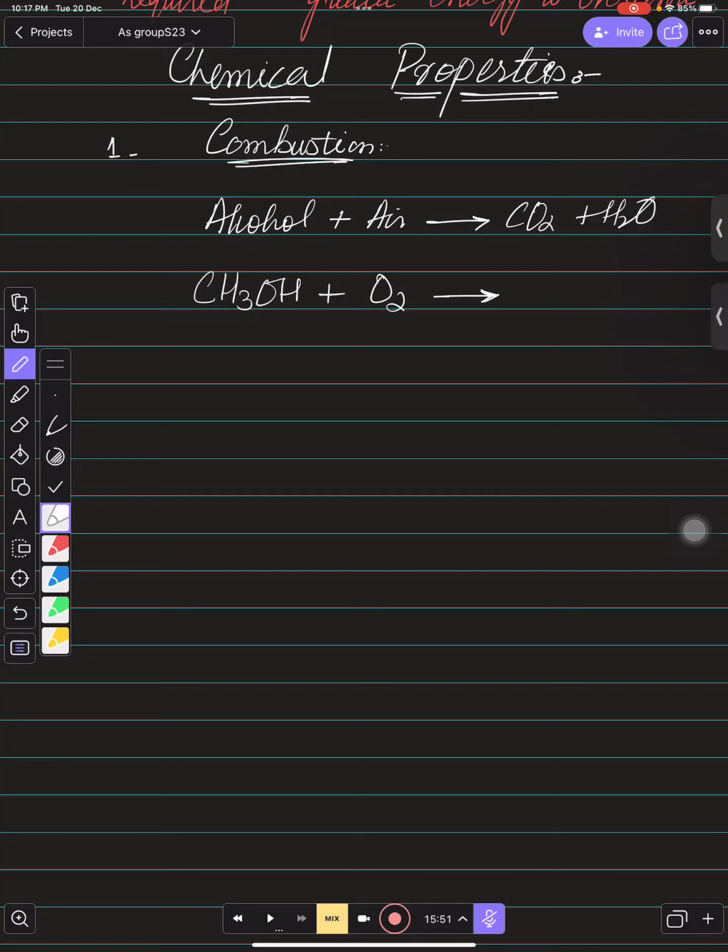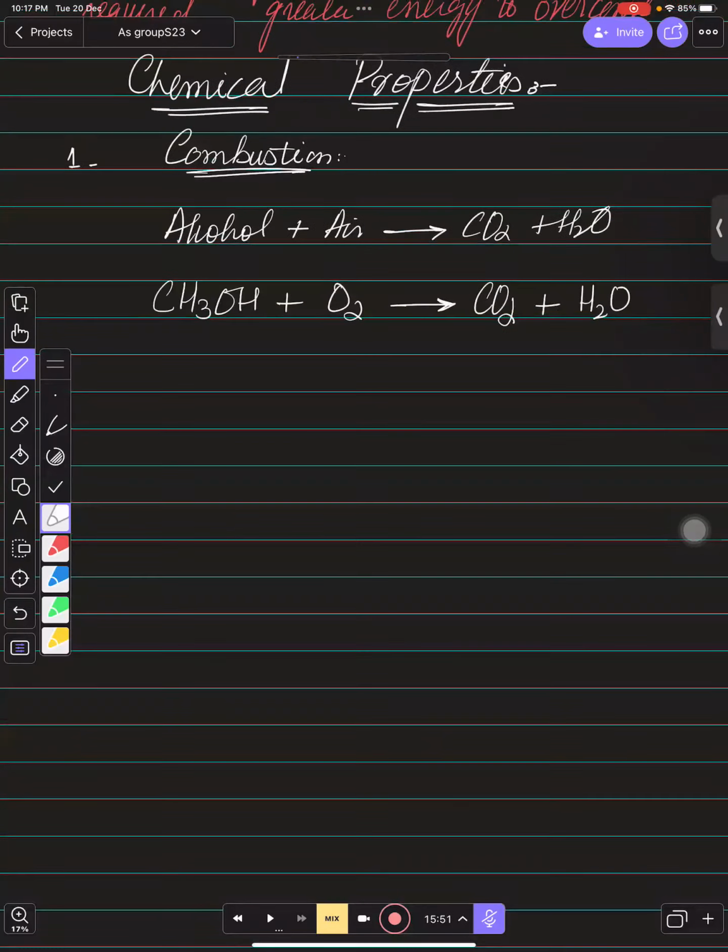So you can see this in alcohol as well, we just have carbon and hydrogen over there. So when it forms compounds with oxygen, carbon with oxygen can form carbon dioxide and hydrogen with oxygen can form water. So this will be the product in alcohol combustion as well. This is why one of the uses of alcohol is that it can be used as an alternate fuel. This is one of the uses of alcohol, right?